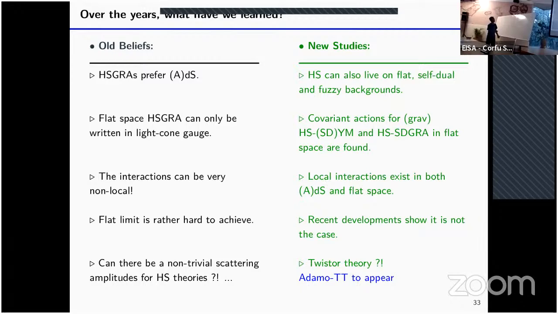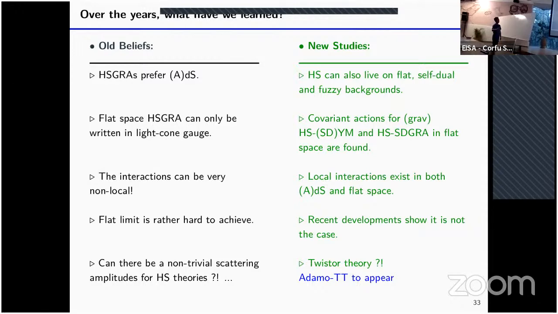People also believed that in flat space, higher spin gravity can only be written in the light-cone gauge, but now covariant actions of various higher spin theories have already been found. Interactions were thought to be very non-local, but now many local interactions of higher spin gravity have been found using free differential algebra or also twistor constructions. Also in the past, the reason why people believed that higher spin gravity prefers to live in AdS is the following: people thought that the flat limit is rather hard to achieve. However, recent developments showed up. There's a smooth deformation of chiral higher spin gravity in flat space to AdS versions, okay?